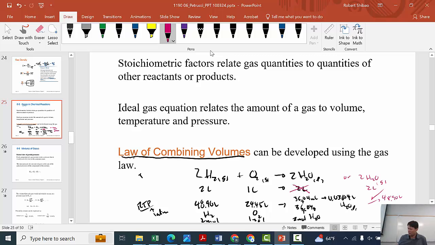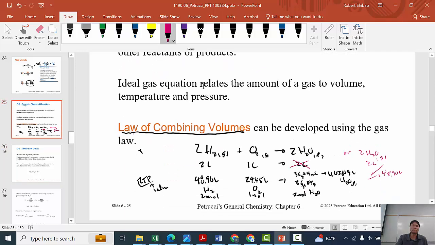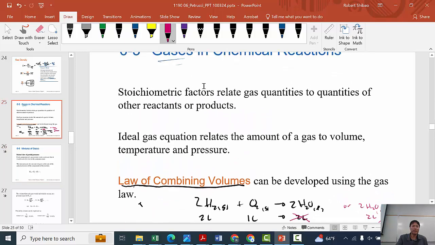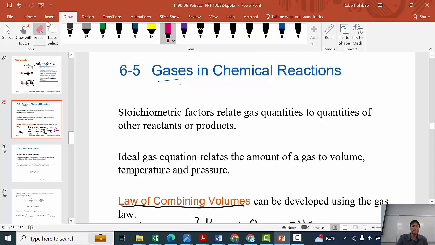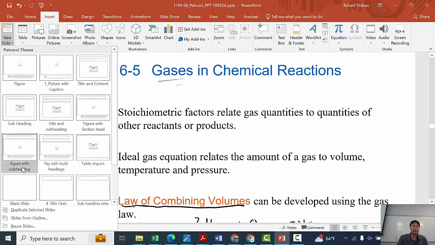It works for gases. And then there's one other constraint, and that is all the gases have to be at the same temperature and pressure. So if the product gases are at a different temperature and pressure than the reactant gases, then we can't use it. We'd have to just use our standard stoichiometry. I don't know why we don't have our standard stoichiometry here. Let me insert a blank slide.